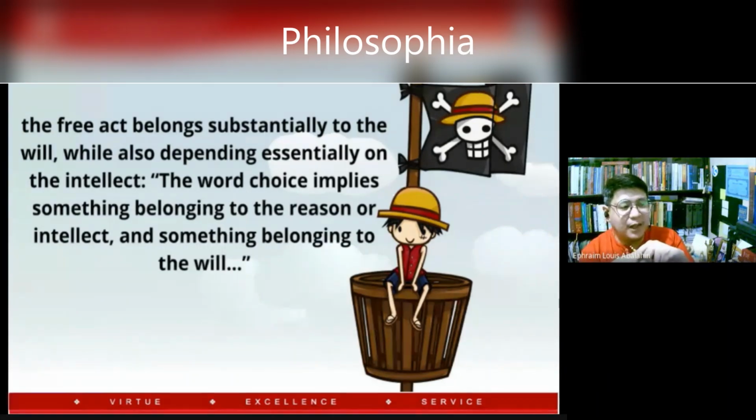Now, Thomas Aquinas maintains that the free act belongs substantially to the will, as most scholars do. Other philosophers say the free act belongs to the will, and then free will. But for Aquinas, it is not simply the primacy of the will; the free act also depends essentially on the intellect. Because Aquinas says, the word choice implies something belonging to reason or intellect and something belonging to the will.